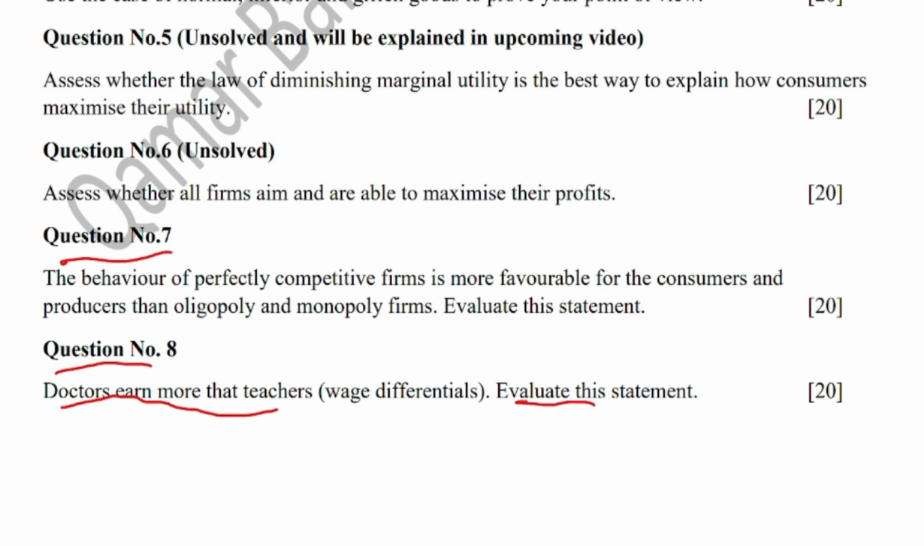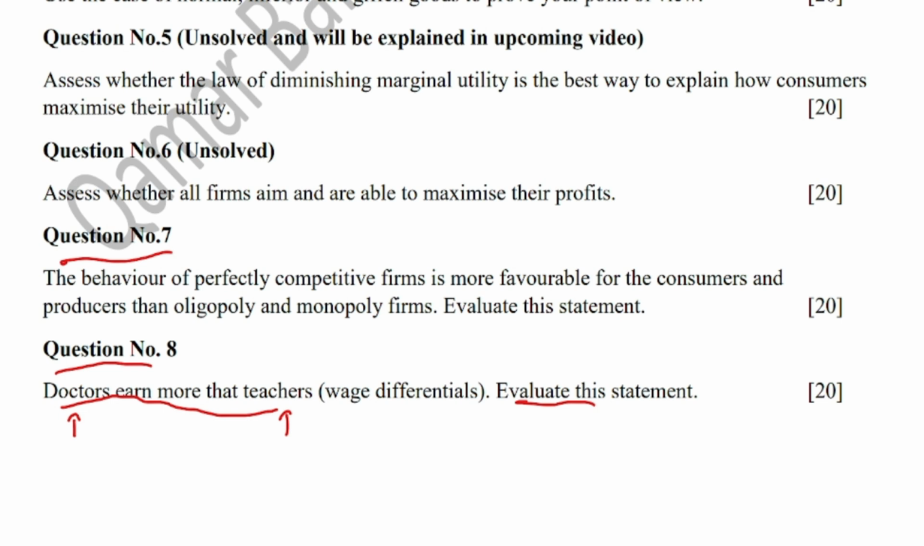So I have mentioned two professions. One is doctor, and the other one is teaching. The examiner is not bound to use doctors and teachers. He may use any two other professions, like hotel managers and firefighters, or soldiers. So keep in mind you have to use the same information, but as per the new professions that the examiner has mentioned.